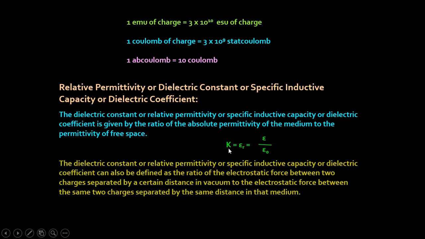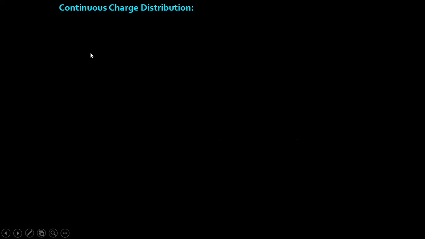And this dielectric constant can be expressed in terms of force also, like this: Fv upon Fm. So K equal to epsilon R equal to epsilon upon epsilon naught, which is also equal to Fv upon Fm, because Fv is the force of attraction or repulsion in vacuum, and Fm is the force of attraction or repulsion in the medium. And dielectric constant has no unit. It's a dimensionless quantity. So now we go to continuous charge distribution.